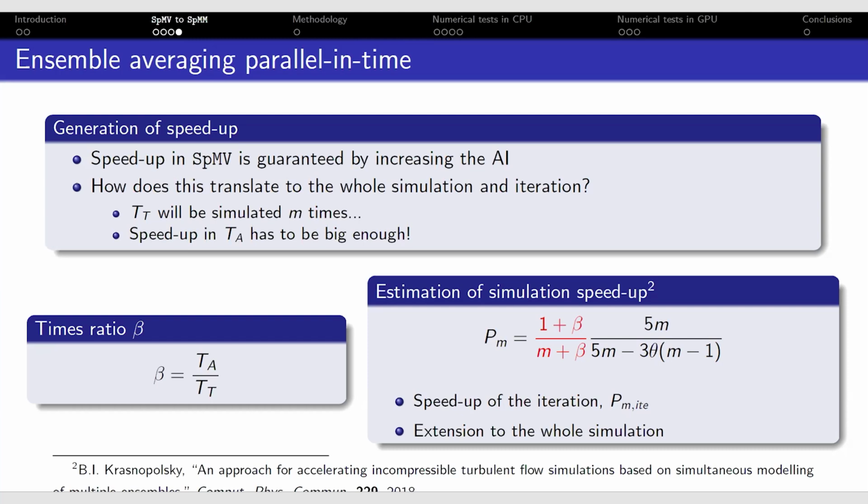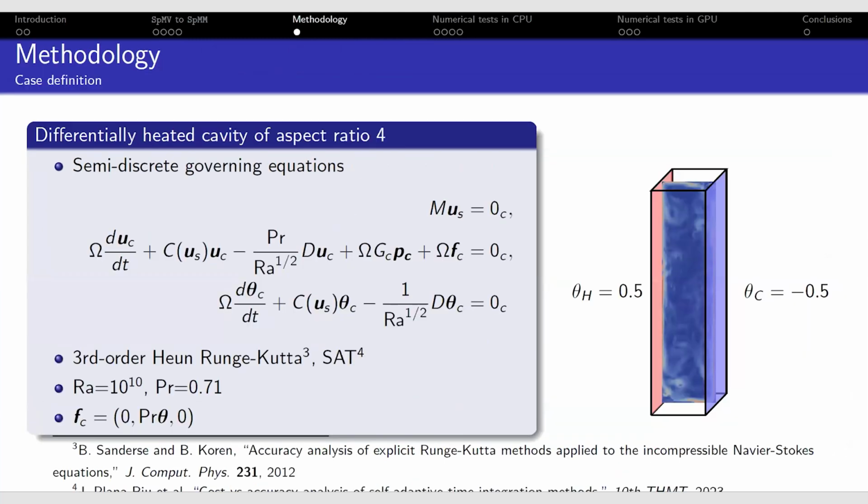So we have tested this block structure methodology in a differentially heated cavity of aspect ratio 4, with the basic semi-discrete governing equations, most likely known without any strange stuff, where we integrate them in time with a third-order Runge-Kutta scheme with a self-adaptive time-stepping technique, and with a Rayleigh of 10 to the power of 10. And then we tested it first in CPUs.